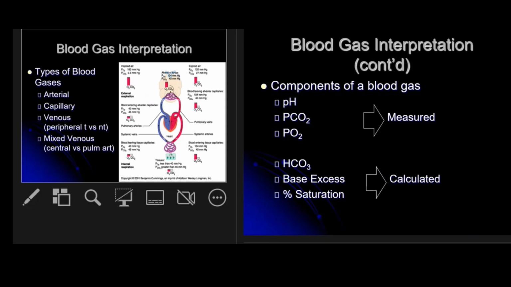Ideally, if we're looking at the function of the lungs, what kind of blood gas is going to best reflect that? Arterial. Arterial blood gas. So that's what we would use as our hallmark.